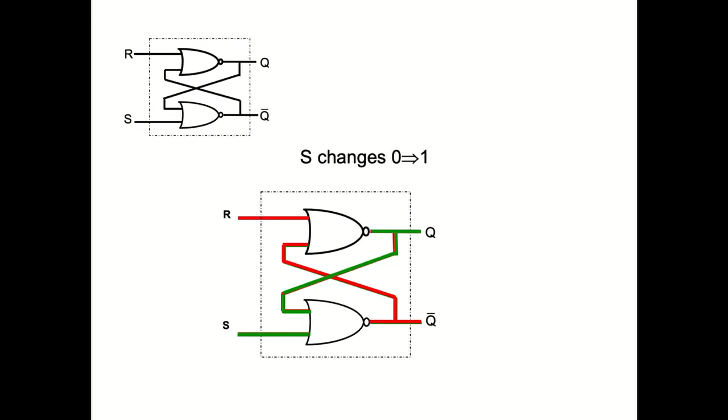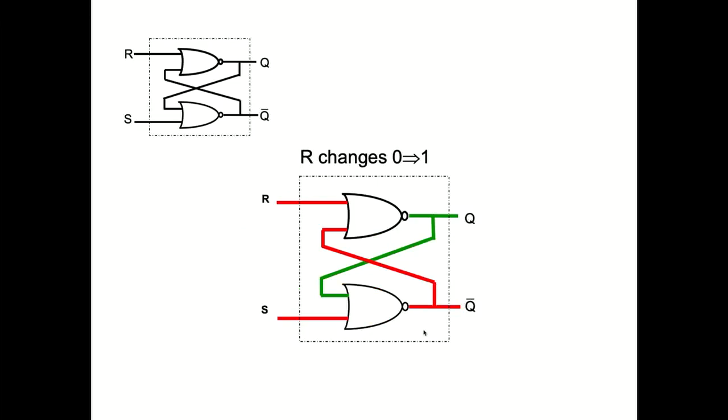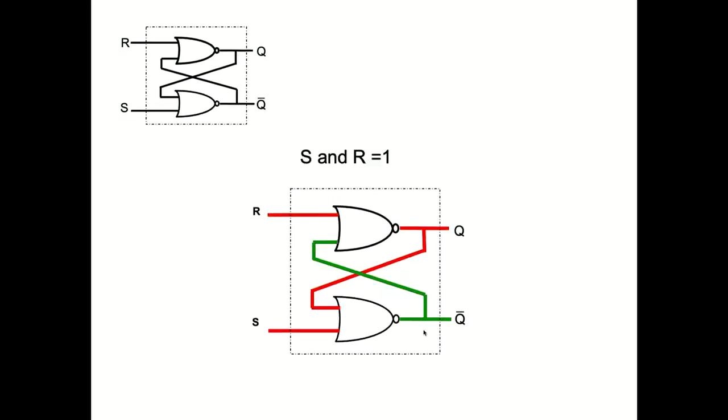We made Q high. Now, what about the other way? Suppose we make R low to begin, and then we make it high. We're going to reset Q and set Q bar, and then it's going to stay that way no matter how many times we change R and S.